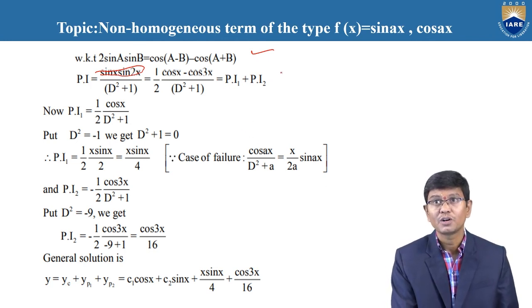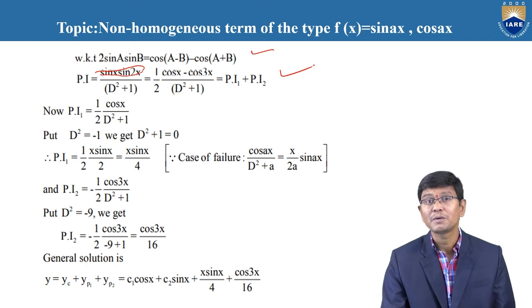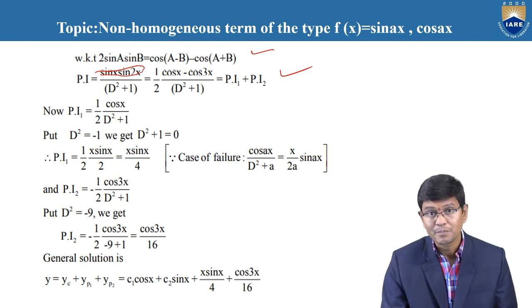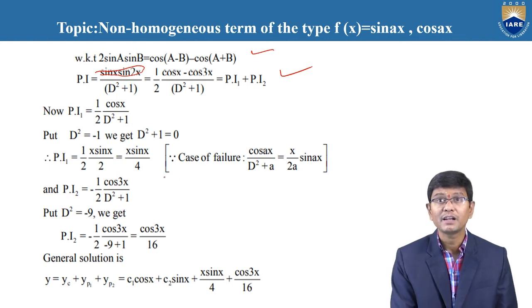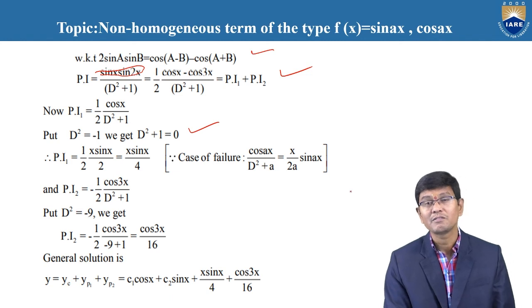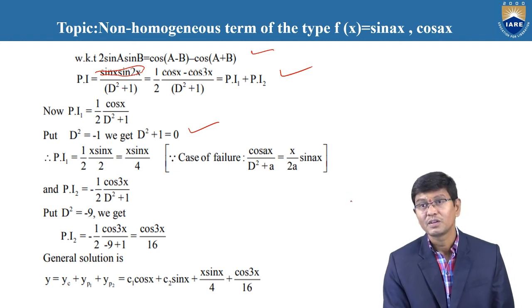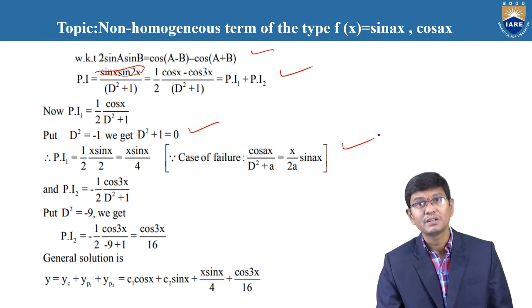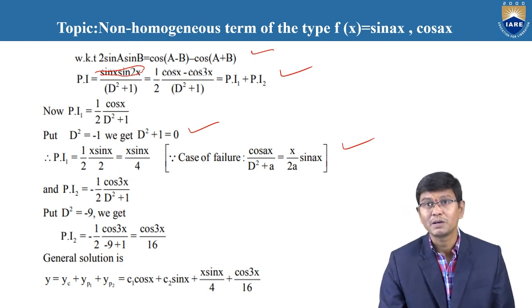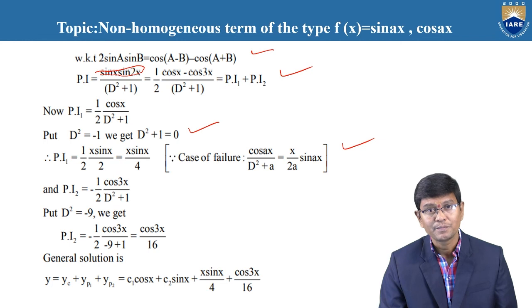And here also the two parts are available. One part is cos x by, and the second part is cos 3x by. By solving the two parts individually, we get particular integration 1 and particular integration 2. In the first part, by replacement of D square with minus a square, the denominator vanishes to 0. Therefore, by using the case of failure, the value is x by 2a into sin x, which is nothing but x by 4 into sin x.